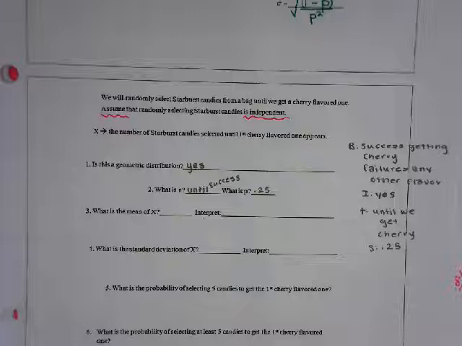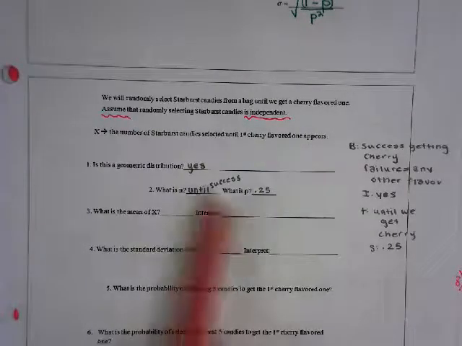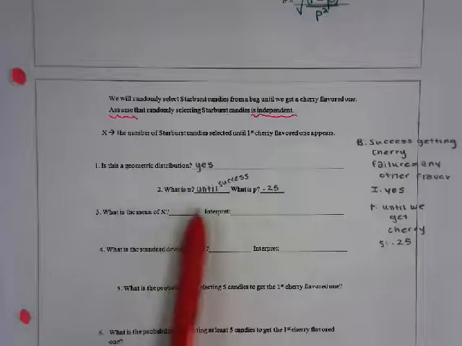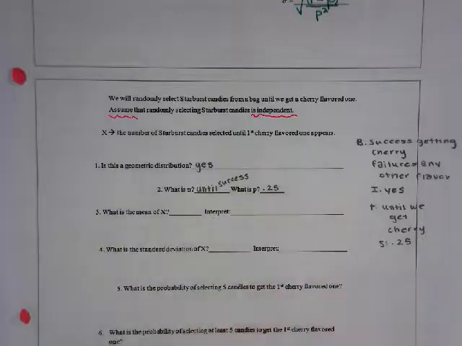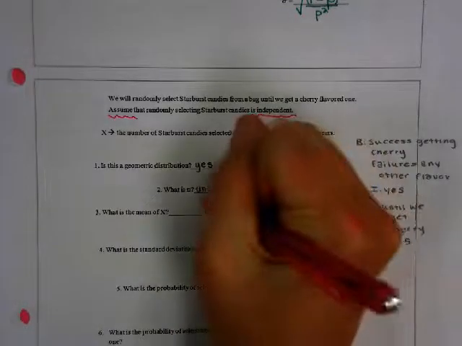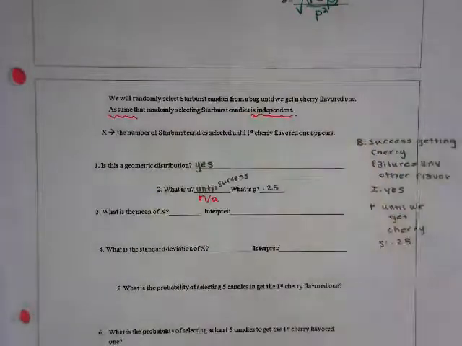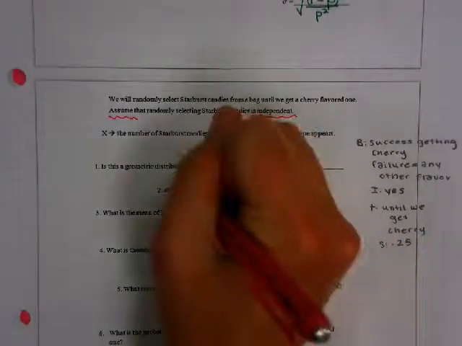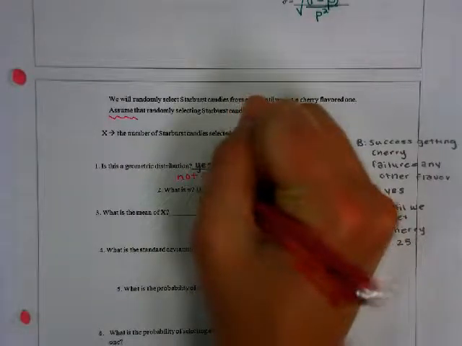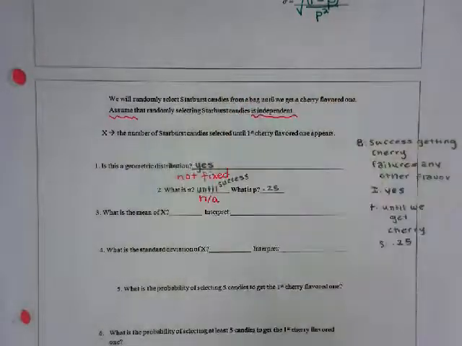So we met geometric. Here on N, she put until first success. That's a fine way to say it. Or you could say NA, because it's really not applicable since we don't have a set number of trials. Or you could say N is not fixed. There's not really a certain way you have to say it when you're identifying N. She said until success here. Over here, she said until we get a cherry. That's 2 different ways to say the same thing. And then P is 0.25.